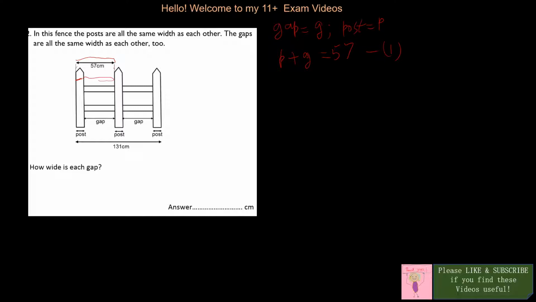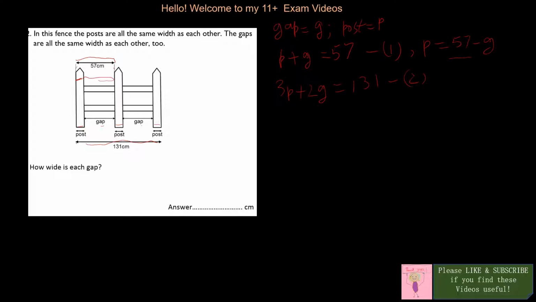The next one is 131. What does 131 include? It includes one post, two posts, three posts, and one gap, two gaps. So then 3P plus 2G equals 131. That's my second equation. So if I express one in terms of the other, from here I can get P equals 57 minus G.